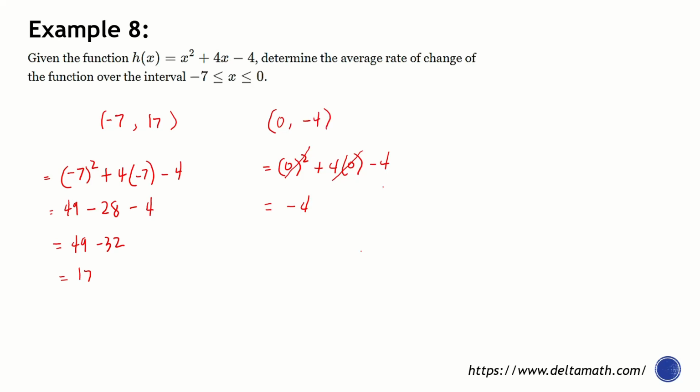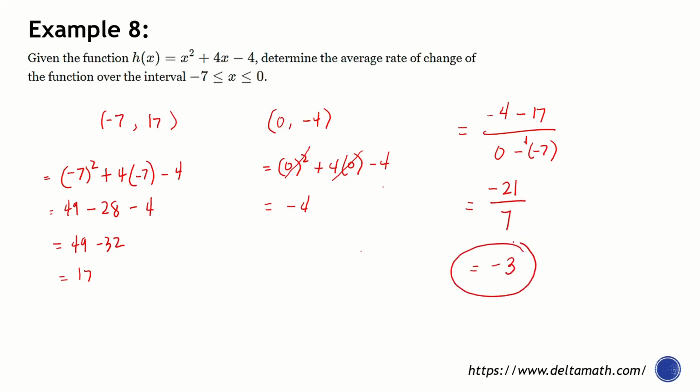So now that we have those 2 points, all we need to do is to use the formula to solve for the average rate of change of this problem. So this is going to be negative 4 minus 17. Negative 4 is the output value of 0, minus 17, which is the output value of negative 7. So this is negative 21 over positive 7. This will be plus. The answer is equal to negative 3.